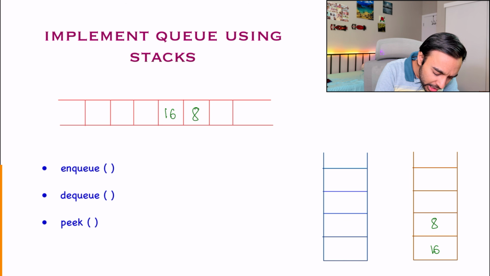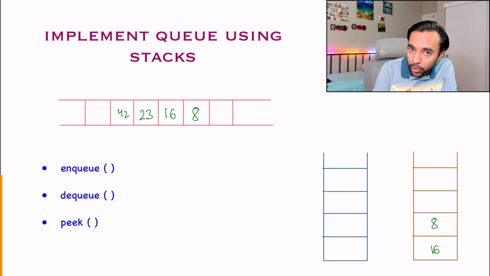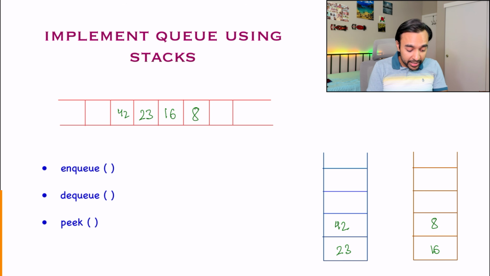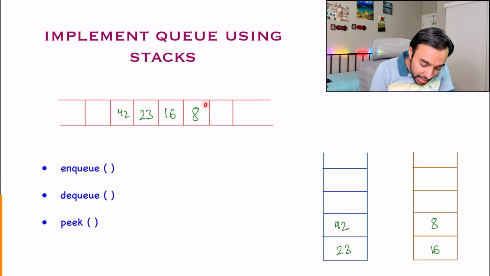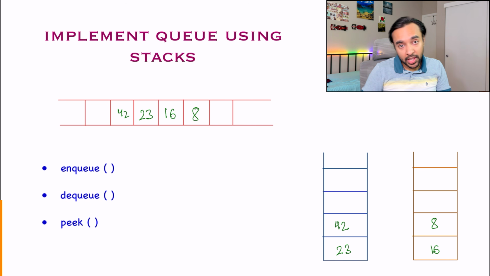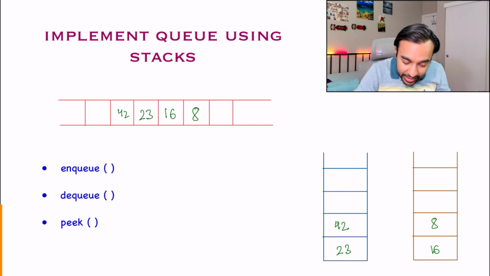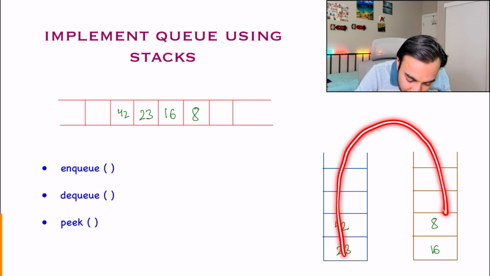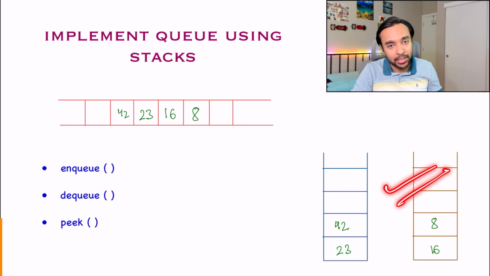Now let us say more elements come in. Let us say 23 came in and then 42 came in. Remember what I told you. Whenever you are having NQ operations, just add these elements to your normal stack. Now let us say someone calls DQ. You will return an 8 over here, right? But what do you do this time? This time this helper stack is not empty, so you do not want to transfer all of the elements until your helper stack is empty.